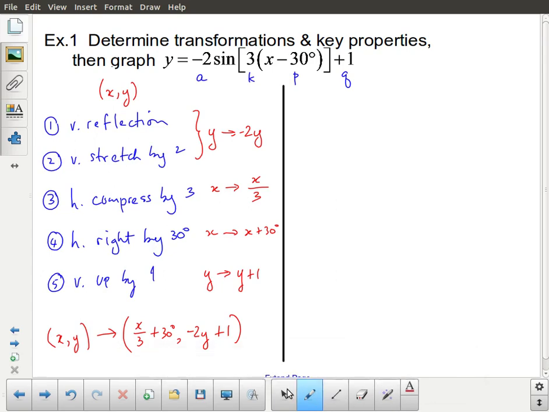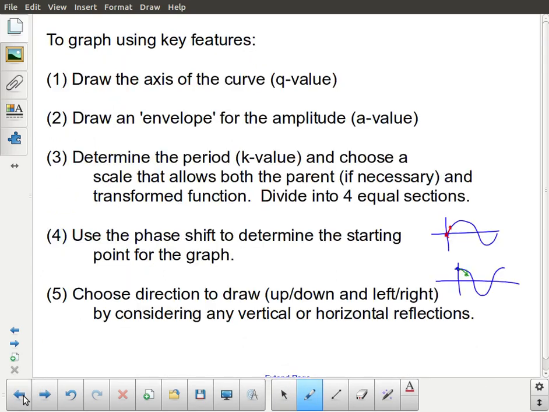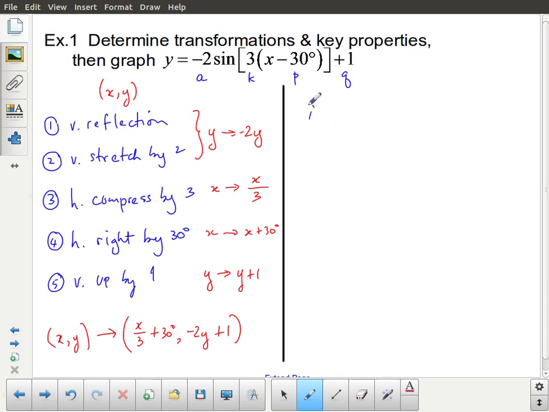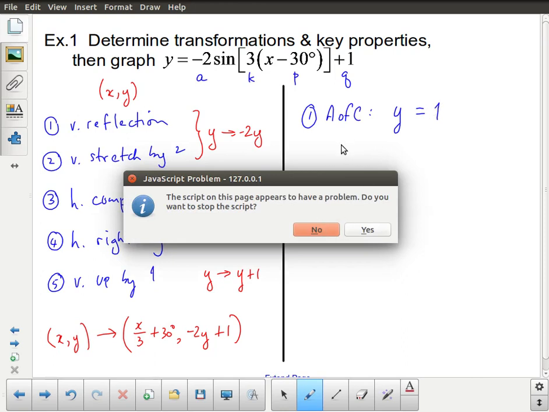Okay, now let's look at key features. The first thing we're going to do for a key feature is draw the axis of the curve, and that's the q value. So my axis of the curve is now going to be along the line y equals whatever q is, and in that case it's y equals 1.